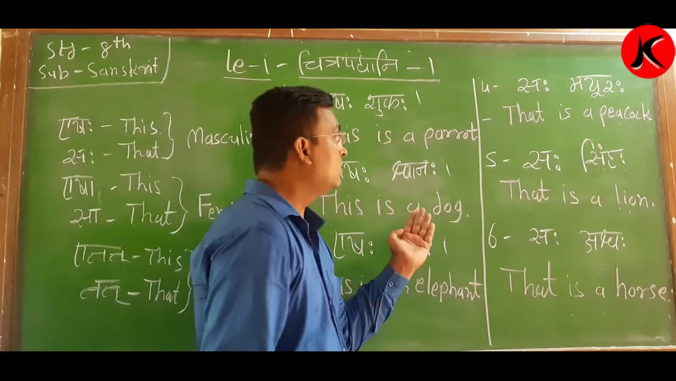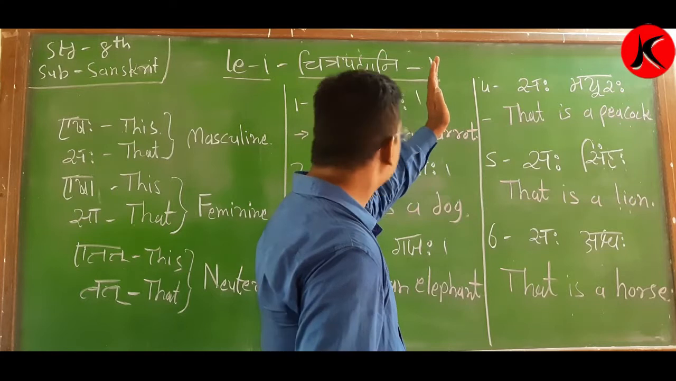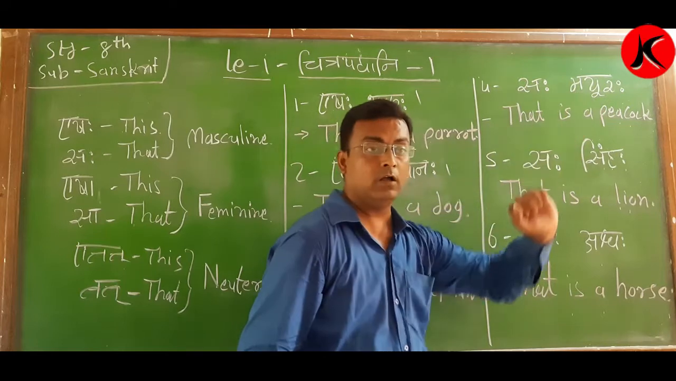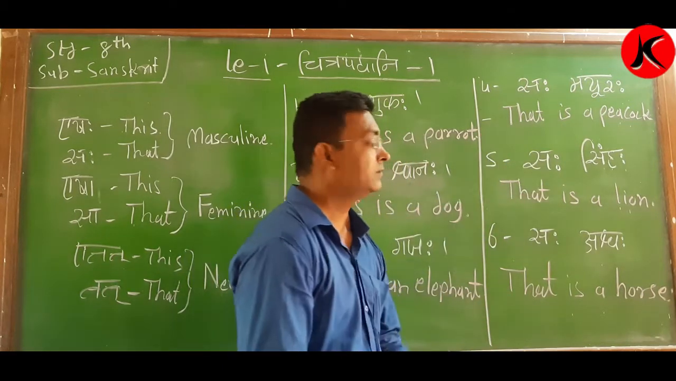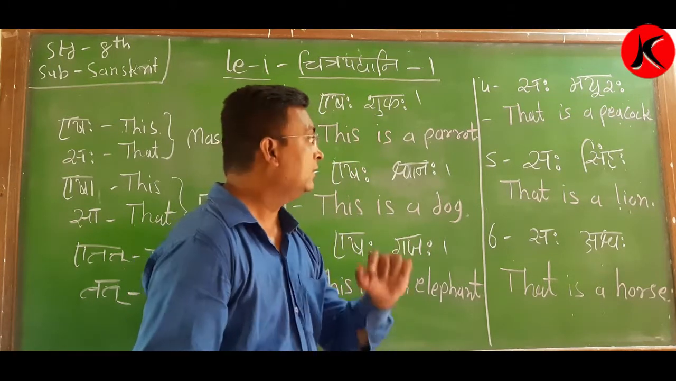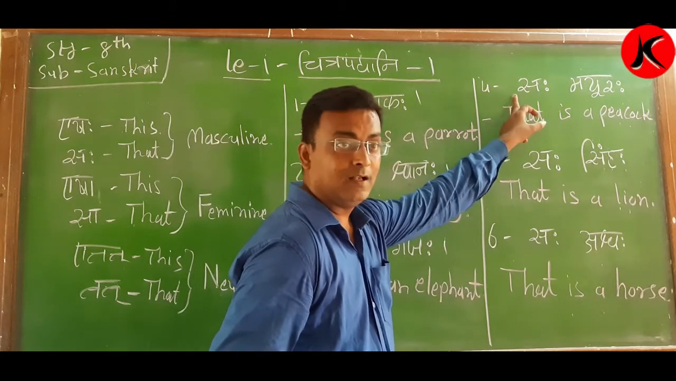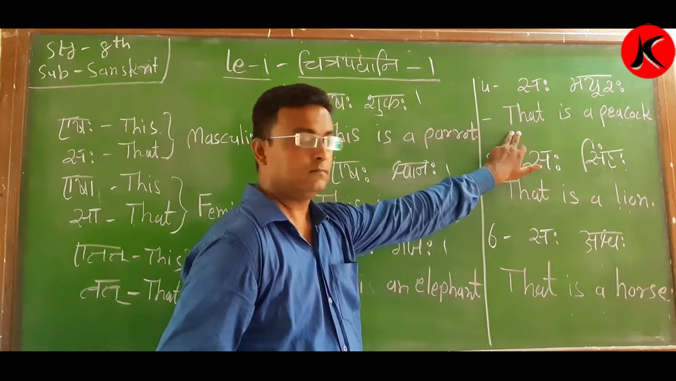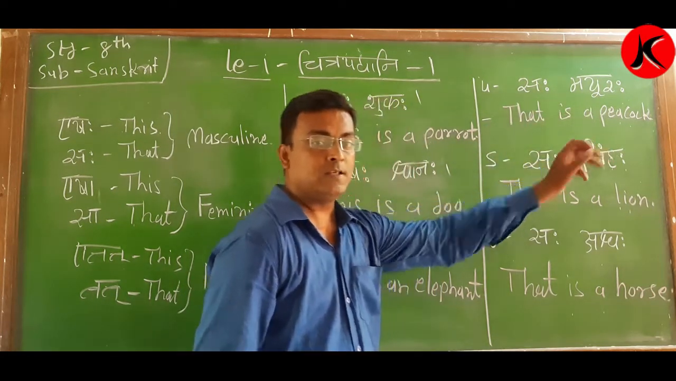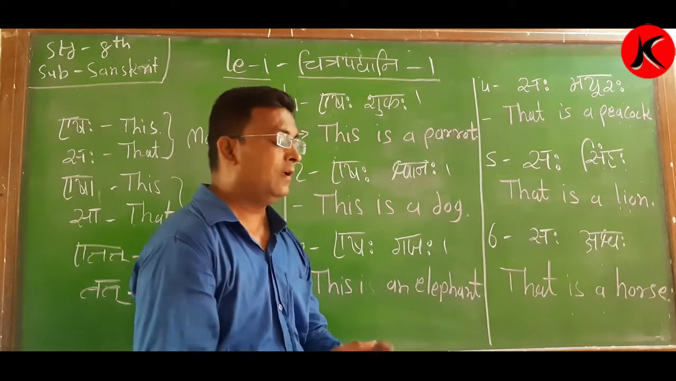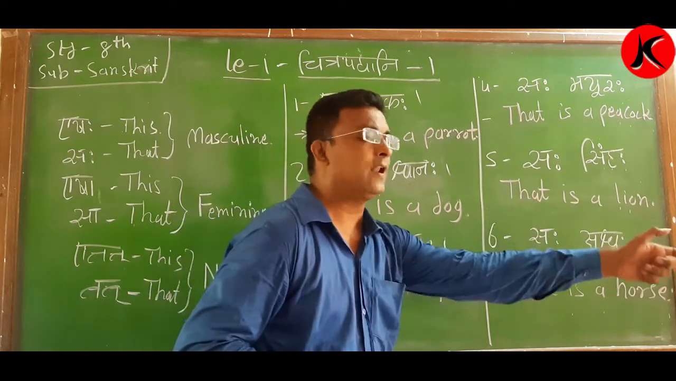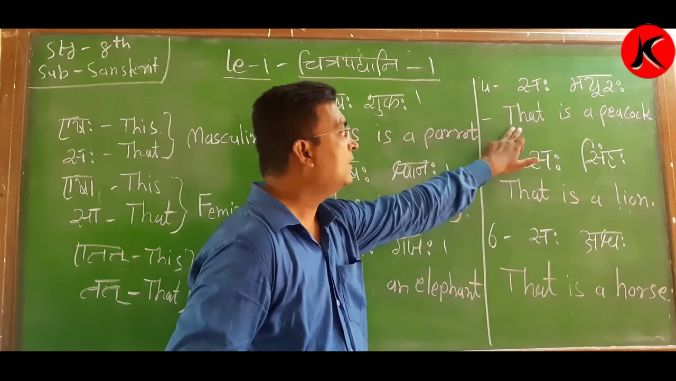Now we are continuing with sentence number 4. That one is Sah Mayurah. Now, why here Sah? The meaning of Sah is that. Sah Mayurah, that is a peacock. Just see the textbook, the picture is there, and inside the textbook the peacock is a little bit far away. That's why we are using Sah here.